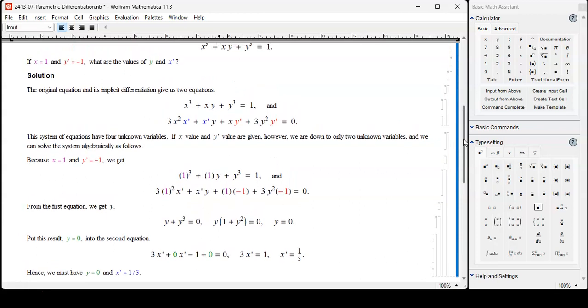That's how you can solve a related rate problem. Original and the derivative, so 2 equations, and then plug in the numbers. So you have 2 equations and 2 unknown variables. Go ahead and solve it.